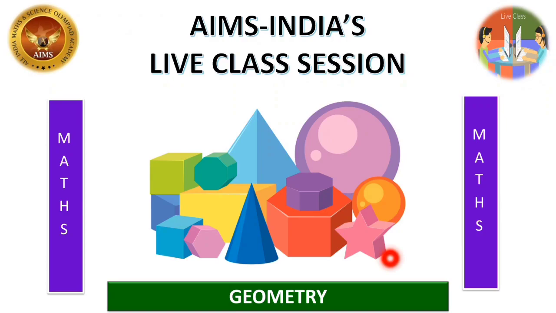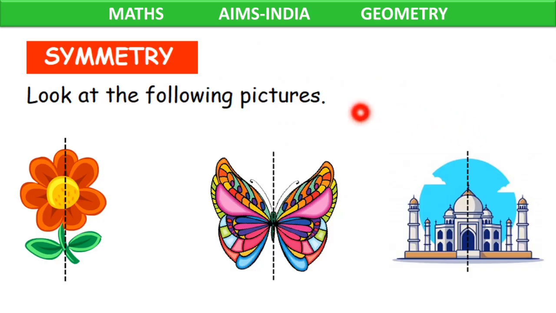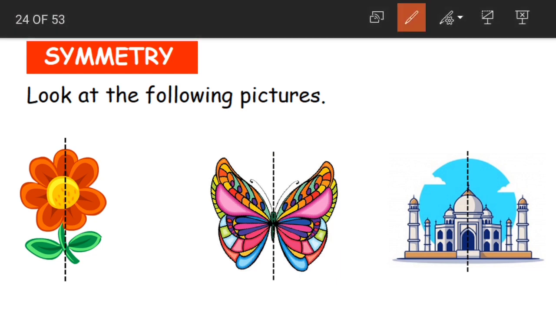So in the previous classes from the chapter geometry, we have learned about the different solid shapes, their faces, sides, vertices and also closed and open figures, right? Now let us learn about symmetry. Look at the following pictures. What can you observe from the following pictures, children?